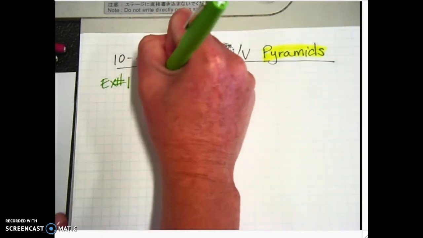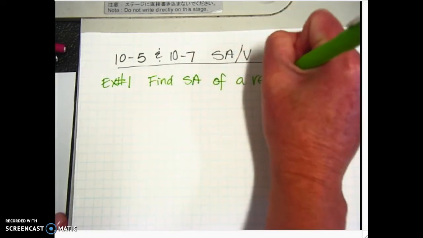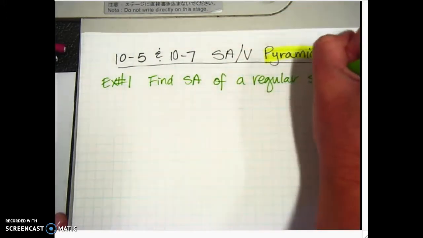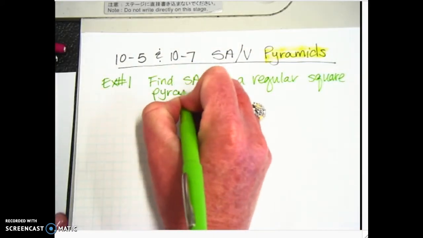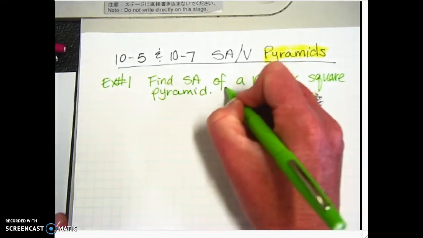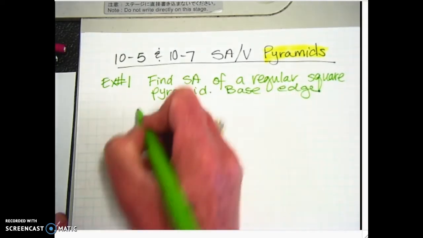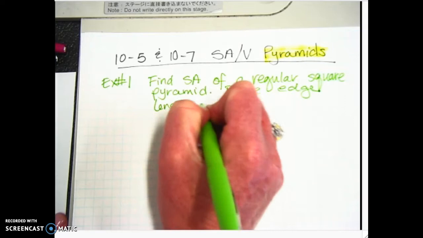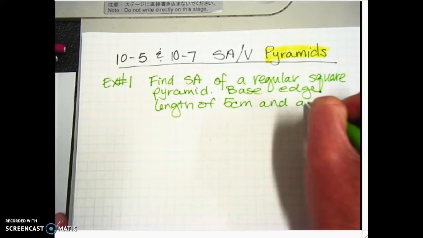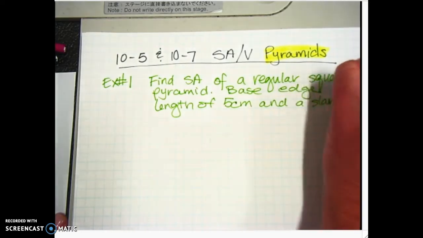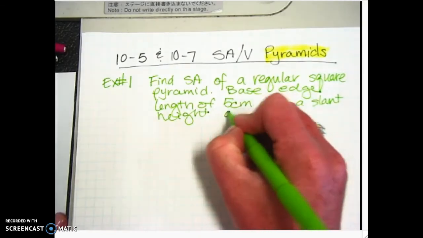We're going to find the surface area of a regular square pyramid. And the base edge is going to have a length of 5 centimeters and a slant height of 6 centimeters.